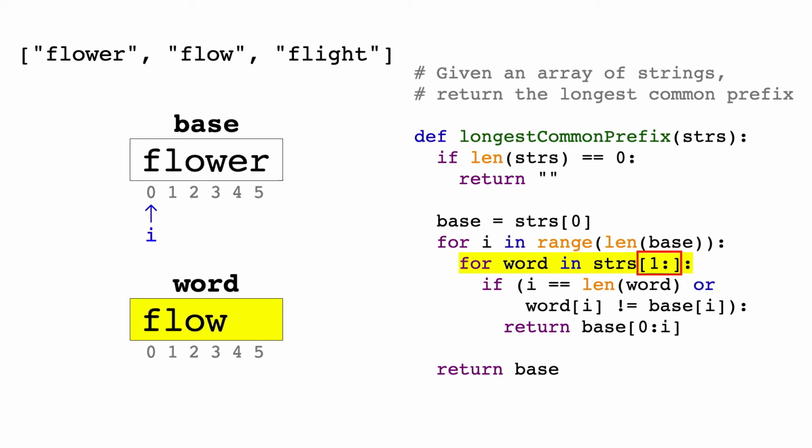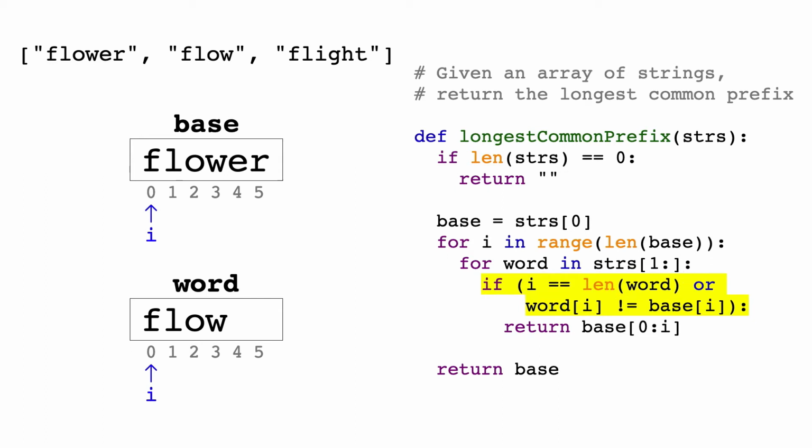So word will first start out as flow. Then we'll check for two things, and if either of them are true, we'll return early. First, since i is the index of the character we are comparing, we'll check if the index is out of bounds for the current word we're on. Remember, since indexes start with 0, if i equals the length of the word, that means we're already one index past the last character in the string. Right now i equals 0, and the length of the word flow is 4, so this isn't true.